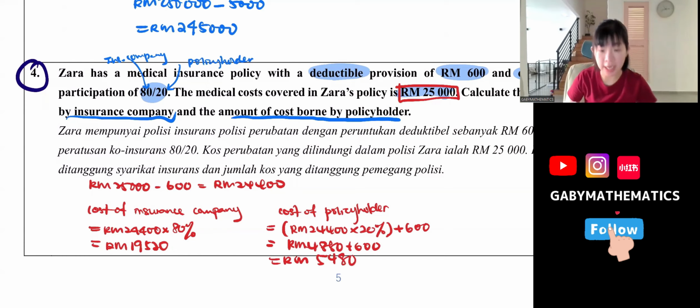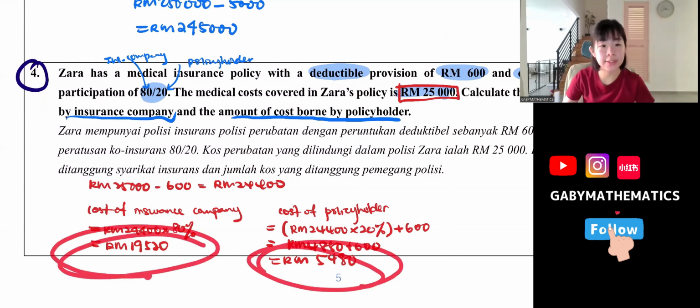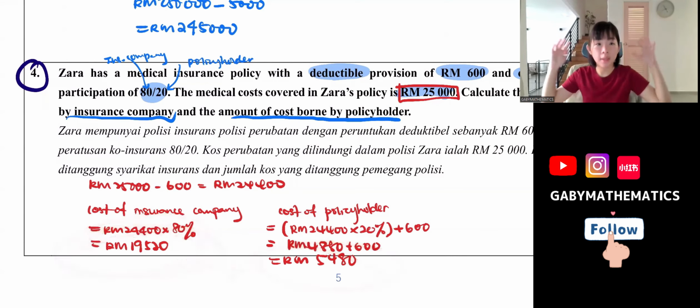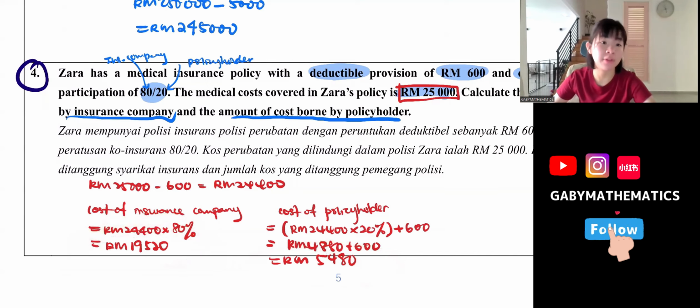So 5,480, you add these two together to check, and see if you get back 25,000. Because at the end, the hospital must get back 25,000 from these two parties.